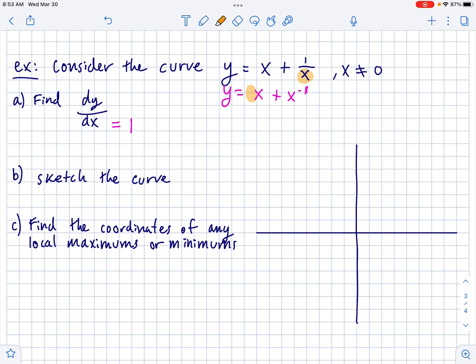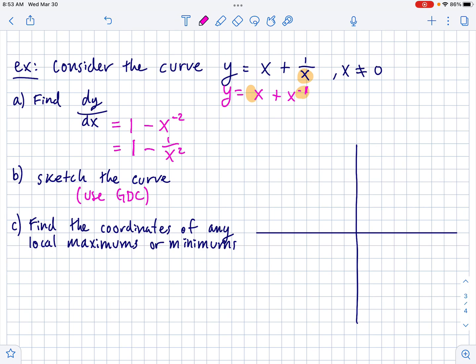Then dy/dx is going to be just a 1, which is the coefficient of that x right there. But then the -1 needs to come out in front and then drop down 1. So we do minus x to the -2. And then if I clean that up, this is 1 minus 1 over x squared. So that is the derivative.